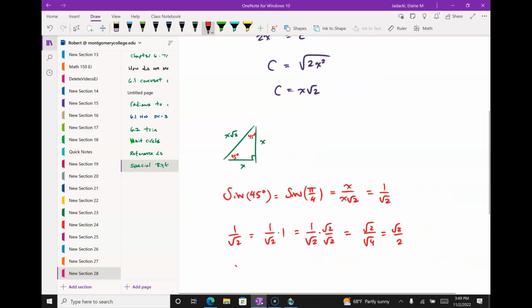So it also makes sense that cosine of pi over 4 is the same, right? You agree with that? Because the opposite and the adjacent sides are the same. Sine is opposite over hypotenuse, cosine is adjacent over hypotenuse.